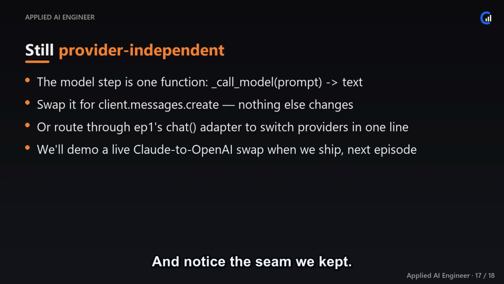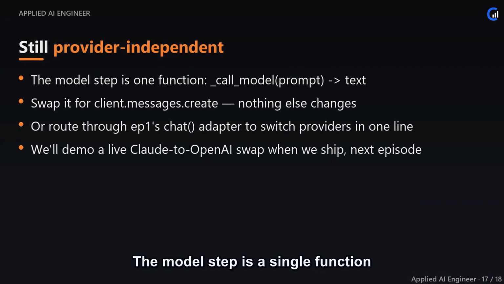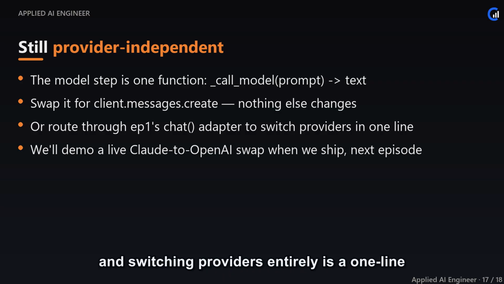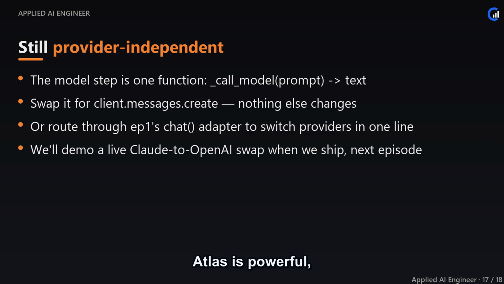And notice the seam we kept. The model step is a single function, call model, prompt in, text out. To move from the Claude CLI to the real Messages API, you change that one function and nothing else. Route it through the chat adapter we built in episode 1, and switching providers entirely is a one-line change. Atlas is powerful, but it's never locked in. In the final episode, we'll prove it with a live Claude to OpenAI swap, right before we deploy.